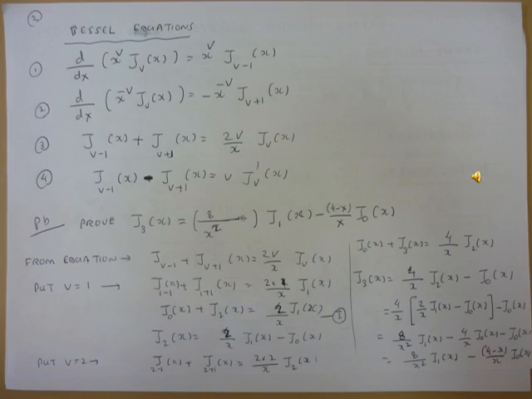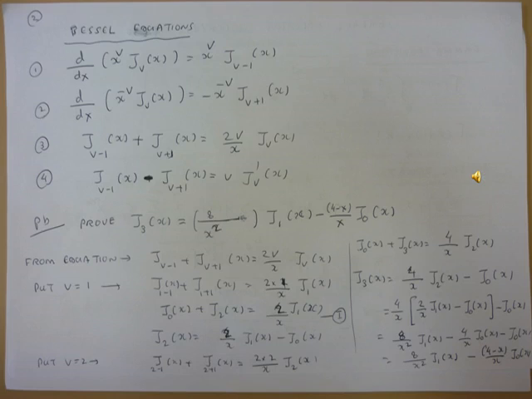The problem is given. Prove that J3(x) is equal to 8 by x squared J1(x) minus (4 minus x squared) by x J0(x). So from the equations we have to write down the equation. The general equation is J_(v-1) plus J_(v+1) is equal to 2v divided by x J_v(x). So this is the general equation. In this general equation, we substitute v equal to 1.